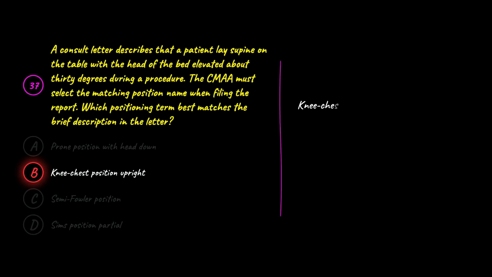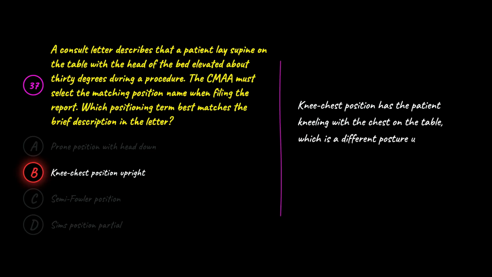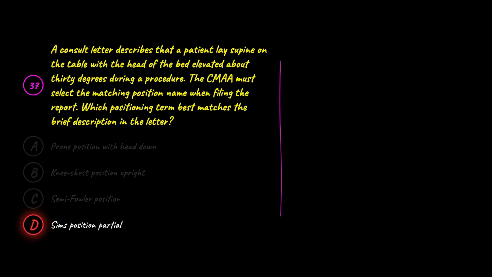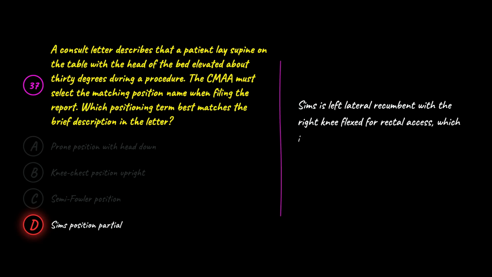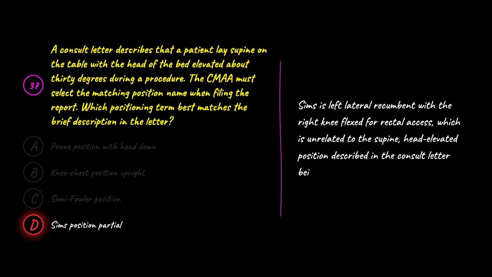B is wrong because knee-chest position has the patient kneeling with the chest on the table, which is a different posture used for certain rectal or proctologic exams rather than a low elevation of the head. D is wrong because Sims is left lateral recumbent with the right knee flexed for rectal access, which is unrelated to the supine, head elevated position described in the consult letter being filed by the assistant.